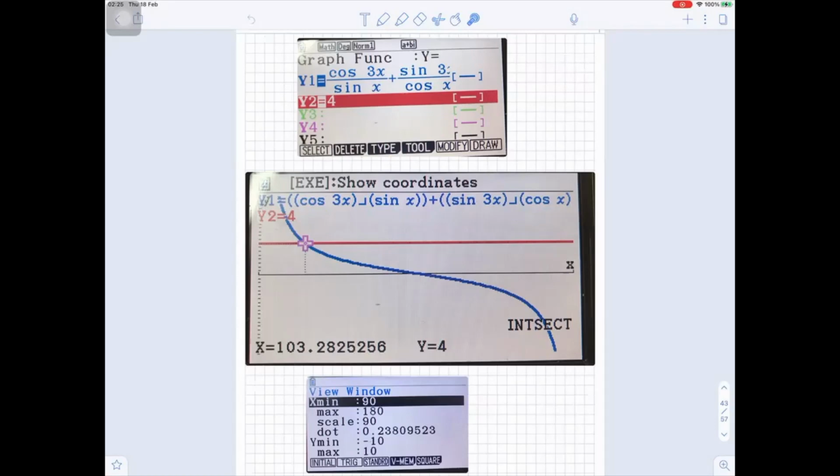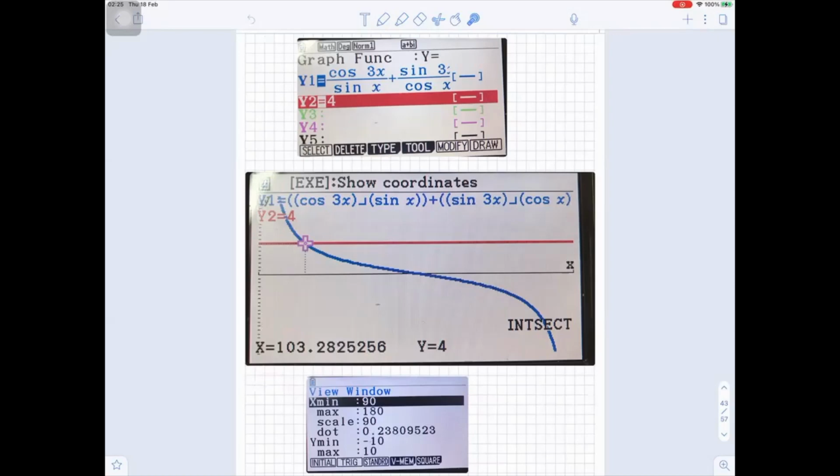In the graphics calculator, the right-hand side is the red line, y equals 4. The left-hand side is the blue curve. They meet at this point there. And what is the value of x there? x is 103.2, which you can round to 103.3 degrees. So that is your answer. The calculator gives you your answer.